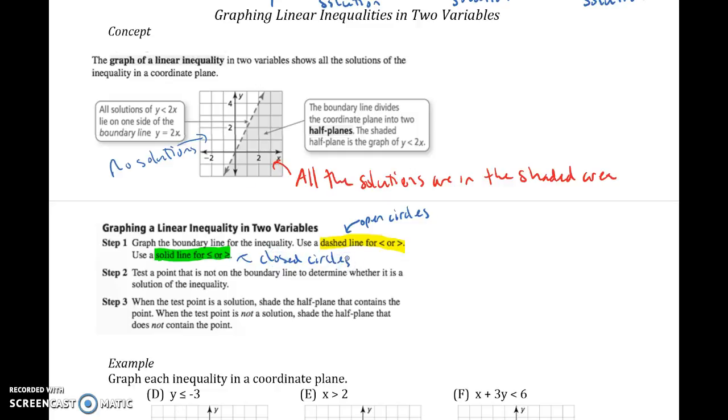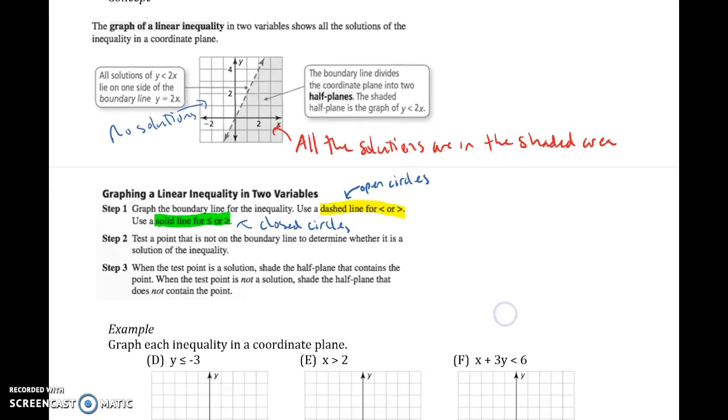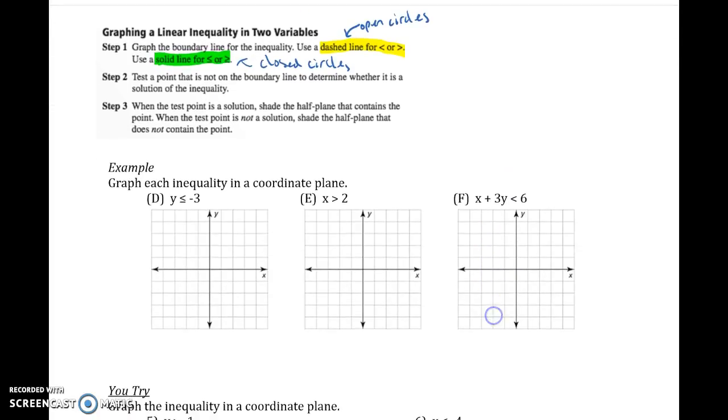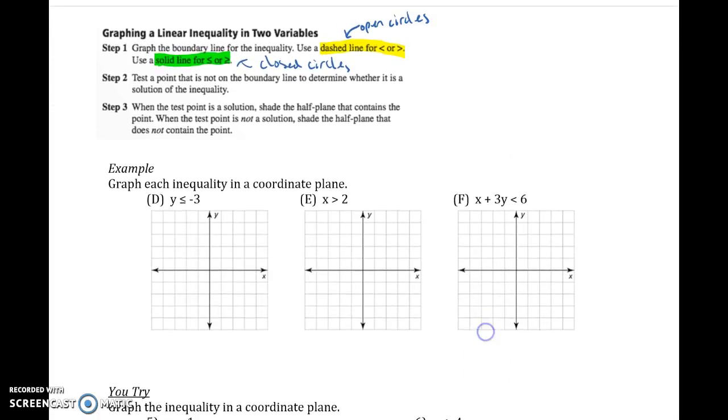So if we have a dashed line, no solution is actually on the line. But if it's a solid line, then the solutions can also be on the line. So again, it's just a collection of open and closed circles. Okay? And then we want to test a point to see what side we shade. So why don't we do a couple as an example, and then you guys will try out the you-try problems.